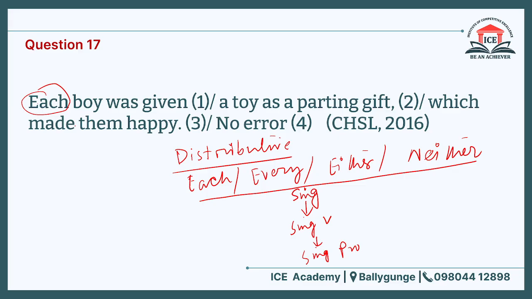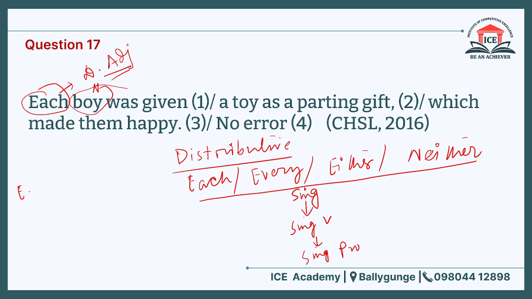In the sentence, each boy, here boy is the noun. So in this sentence, basically each is not a pronoun. Each will be called a distributive adjective. When each is used as a distributive adjective, it should be followed by a singular noun. And when each is used as a distributive pronoun, it should be followed by a plural noun.